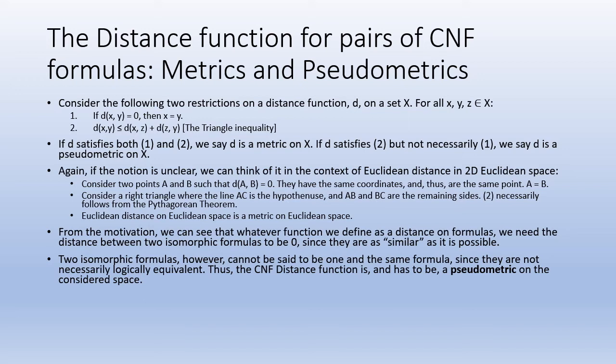Additionally, two isomorphic formulas cannot be said to be one and the same formula, since they are not necessarily logically equivalent. Thus, the CNF distance function is, and has to be, a pseudometric on the considered space.